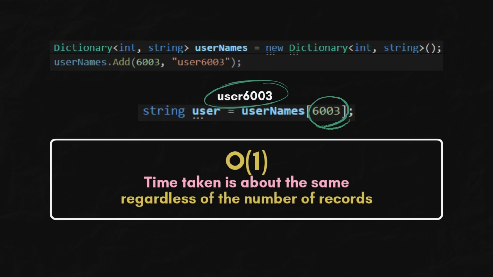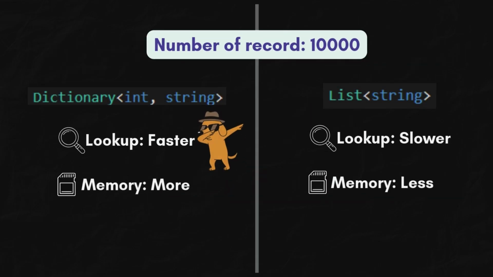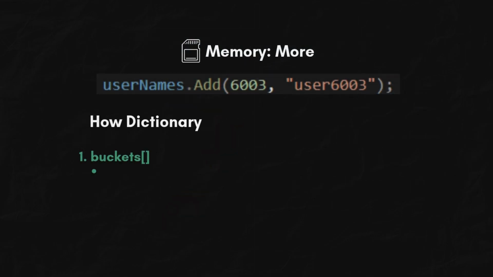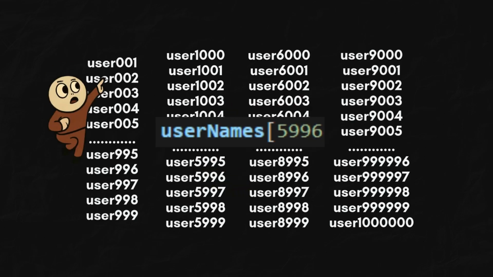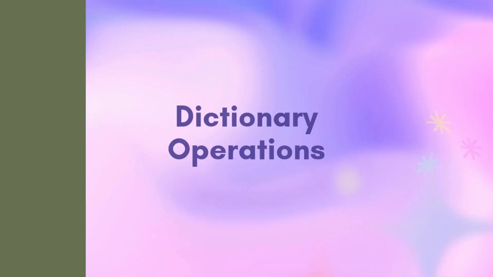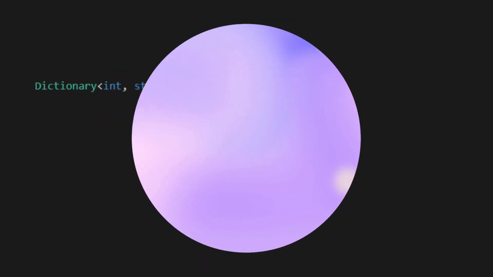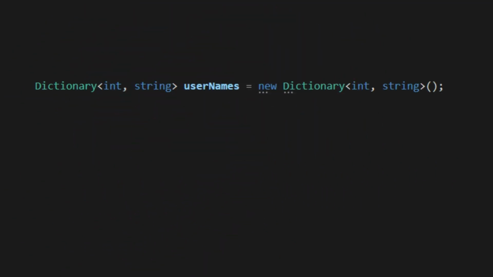Now, a quick trade-off. Dictionary is faster but uses more memory than a list because it needs space for its buckets. But honestly, we love the speed, so it's worth it. Now, let's see some dictionary operations. Declare a dictionary like this, with the data type for the key and value.